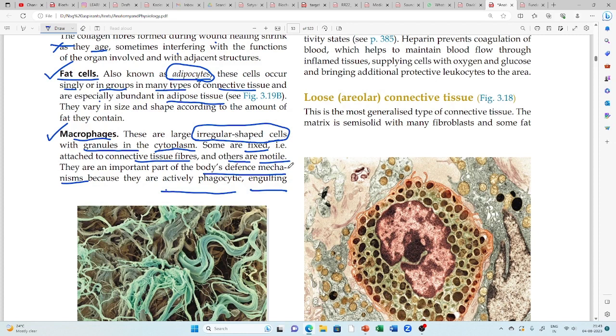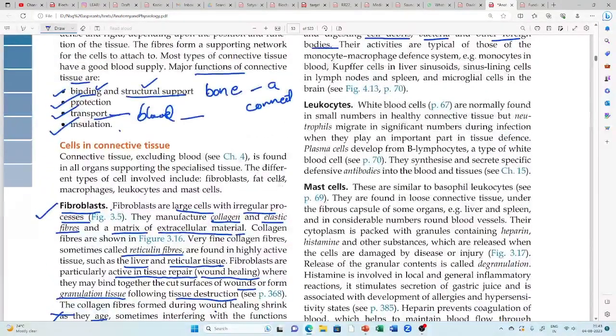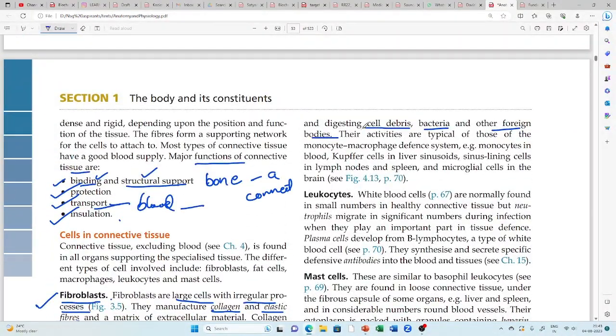Any worn out or dead cells, debris, bacteria and any other foreign bodies found in our body will be engulfed and digested by macrophages. So we said macrophages have an important role in the defense mechanism. Their activities are typical of the monocyte macrophage defense, for example, the monocyte in the blood.